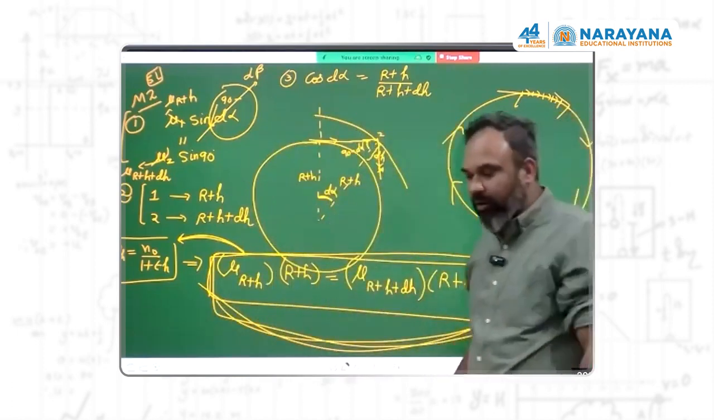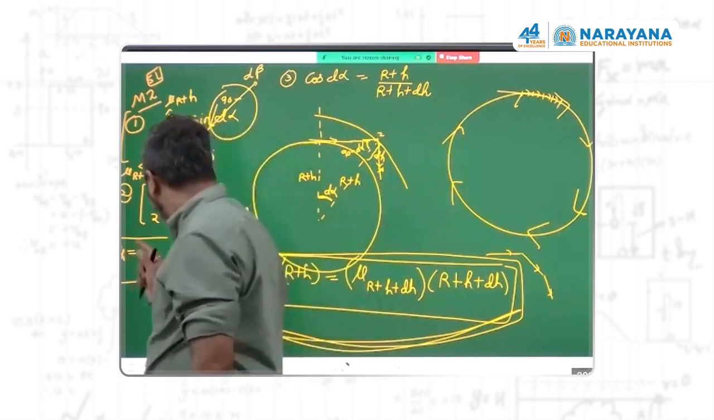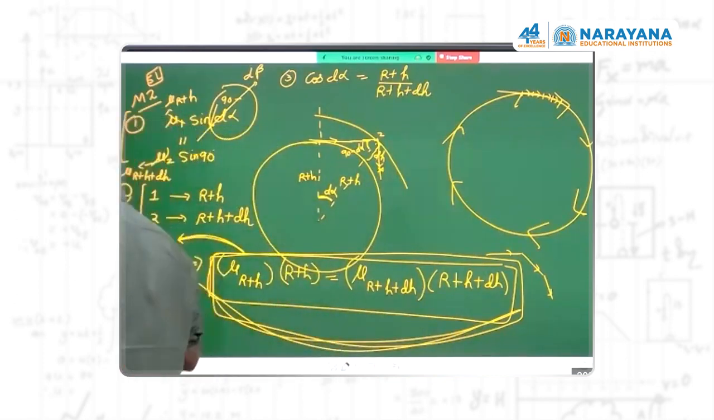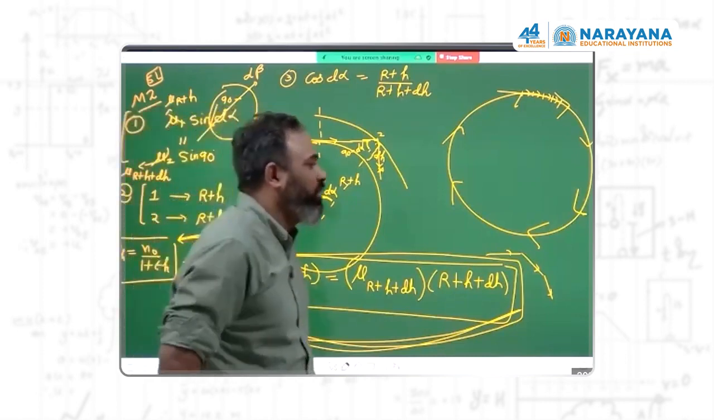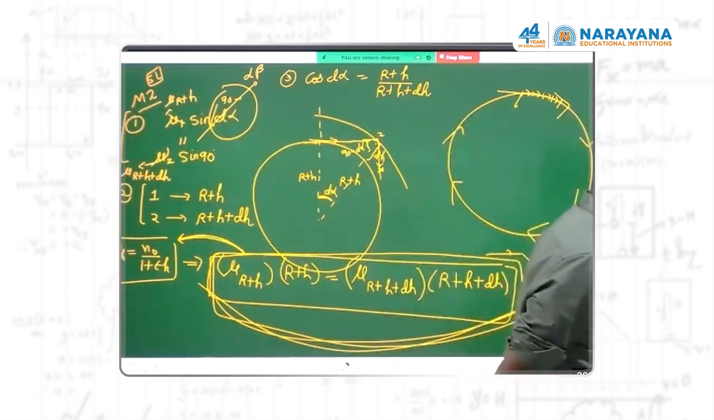In terms of these constants, I think, and not epsilon. h will not come there. dh will cancel out, and you'll get your result, right?